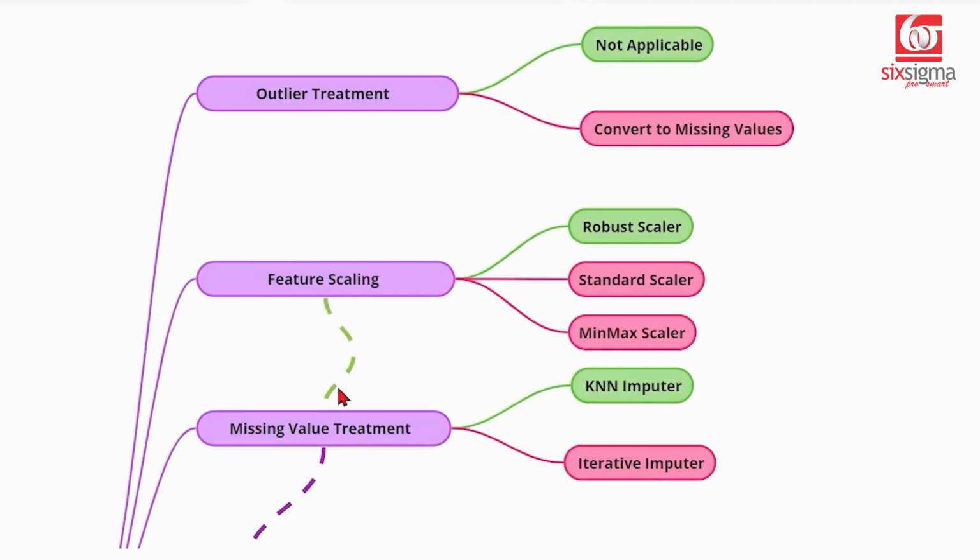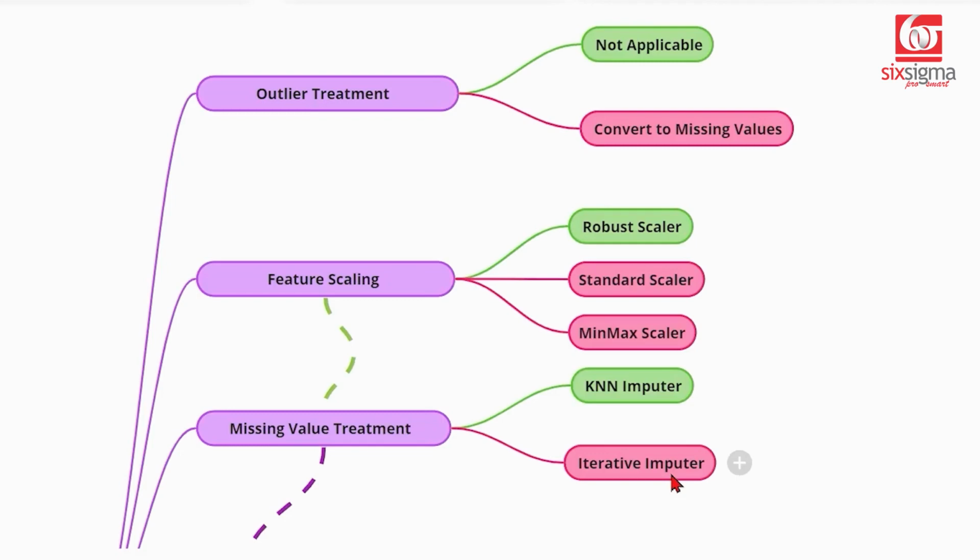Now, why this color code is being used here is because this KNN imputer requires the data to be scaled before you perform it. So if you do a robust scaler, then you apply a KNN imputer, you're on the right path. Iterative imputer cannot be applied when your data has outliers. That's why we have marked it in red. It's not a bad technique. If you do not have outliers in your data, you can proceed with the iterative imputer as well.